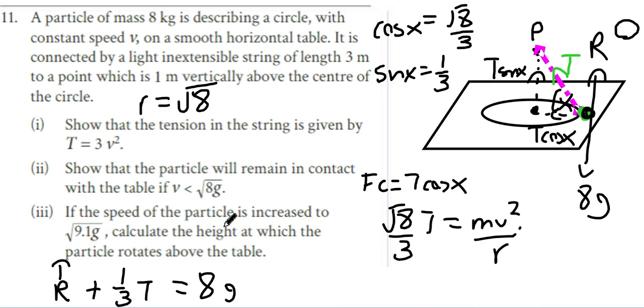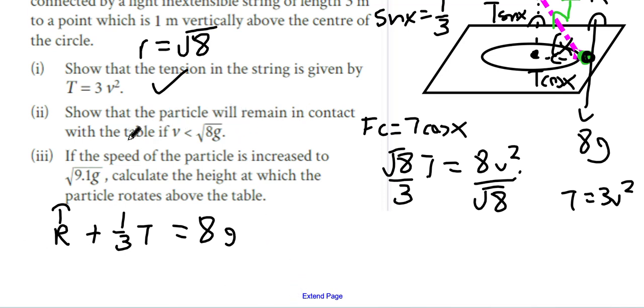Now I can go back up here and start putting in numbers. What's m? R? Now this is actually handier than you think, because root 8 multiplies by the other root 8 to become 8, and then the 8's cancel on both sides. Does everybody get that? Then I also have to cross multiply up to 3, and I get T equals 3v squared. Easy money there, okay? Now we're going to go down to part 2.